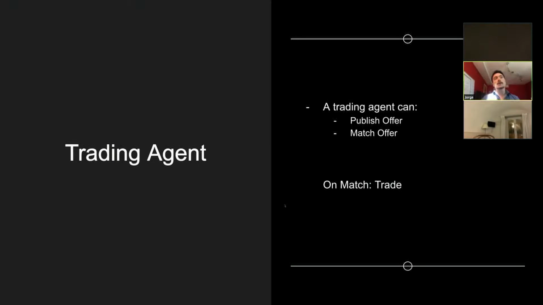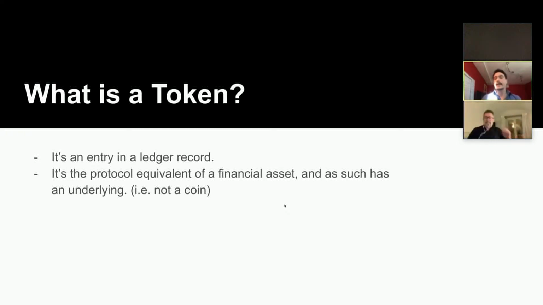So in this network, the base agent is a trading agent, and a trading agent just needs two simple signals or words. One is publish an offer, the other one is match. Whenever there's a matching, the logic that is executed is a trade. In the case of the distributed exchange, we're going to focus on an entry in a ledger record, whatever it is, for simplification. For now, we're going to leave out where this record is held. What we're going to be focusing on is the semantics of the protocol.